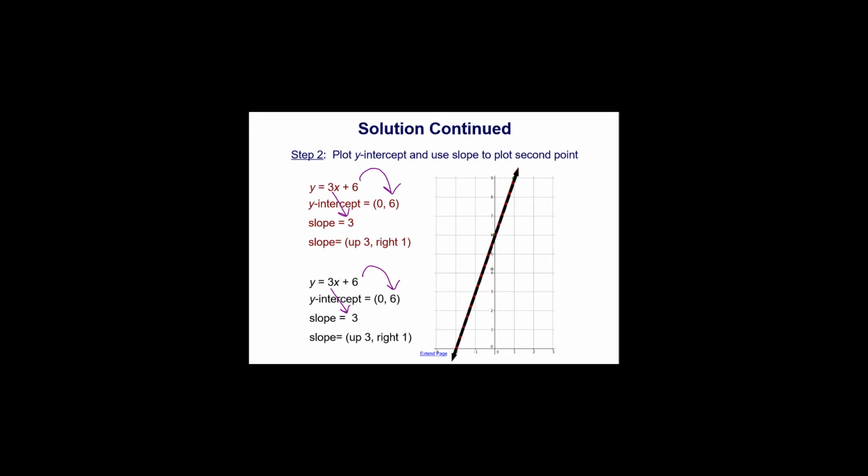And we can see that plotting these two lines on the graph, looking at the same y-intercept and same slope, we see that these two lines are the same. You've graphed them on top of each other.